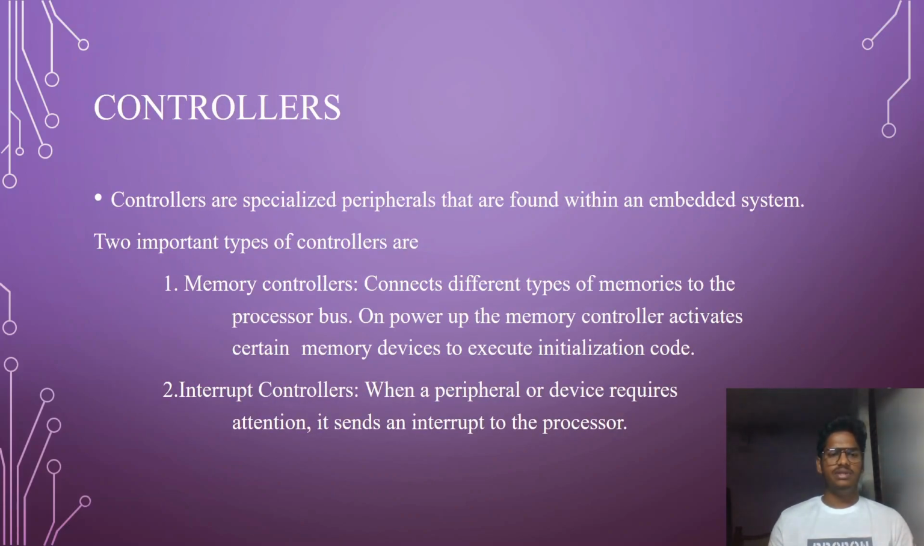Controllers. Controllers are specialized peripherals that are found within an embedded system. Two important types of controllers are memory controllers. Connects different types of memories to the processor bus. On power up, the memory controller activates certain memory devices to execute initialization code. Interrupt controllers. When a peripheral or device requires attention, it sends an interrupt to the processor.